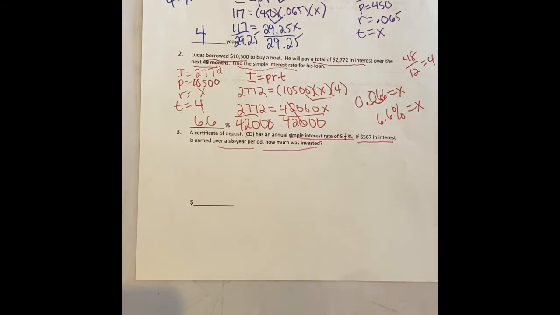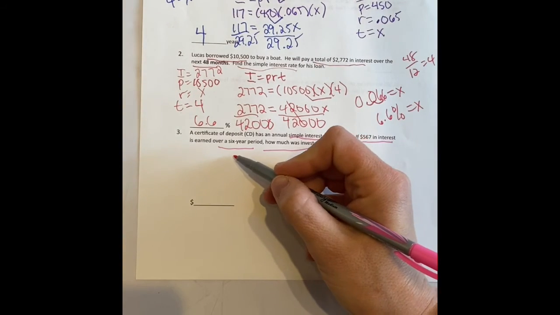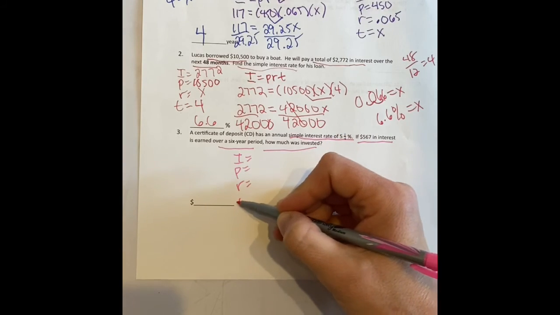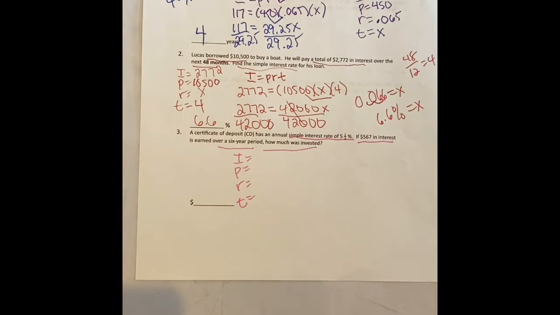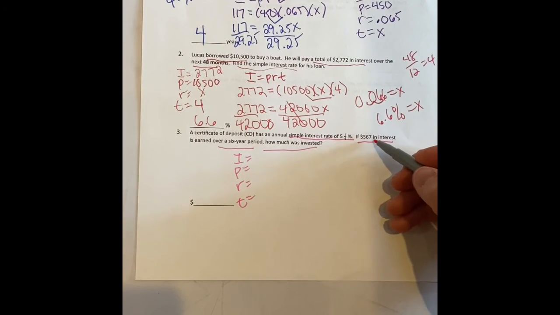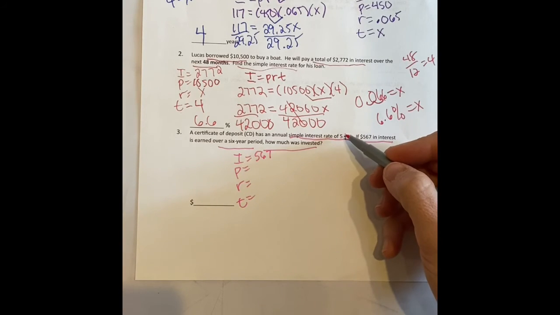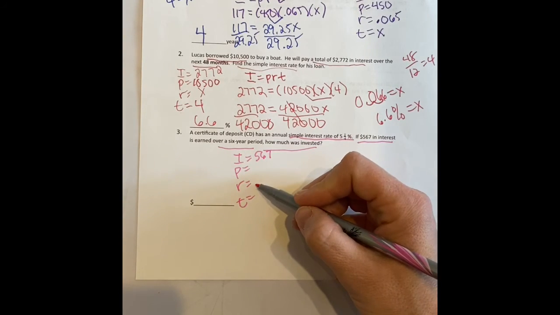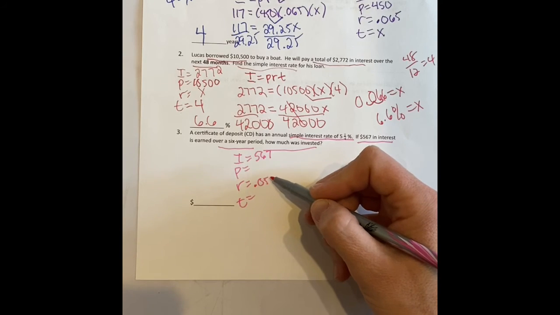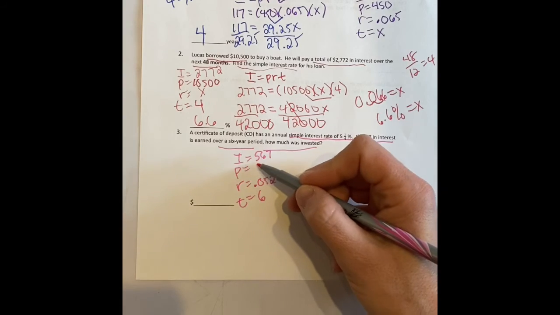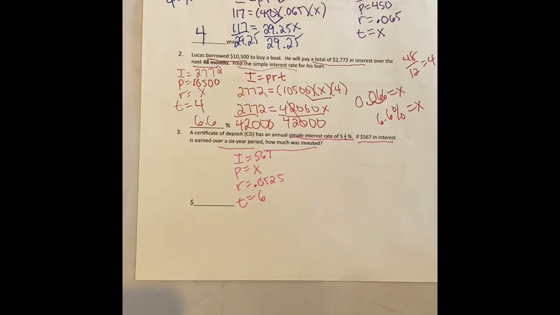So we want to write out I, P, R, T, and identify what it is that we know. So we are told our amount of interest is $567. We are told our simple interest rate is 5.25%. So if I divide that by 100, I would get 0.0525. And you're told your amount of time is 6 years. So we want to find out how much was invested. What is that principal amount?